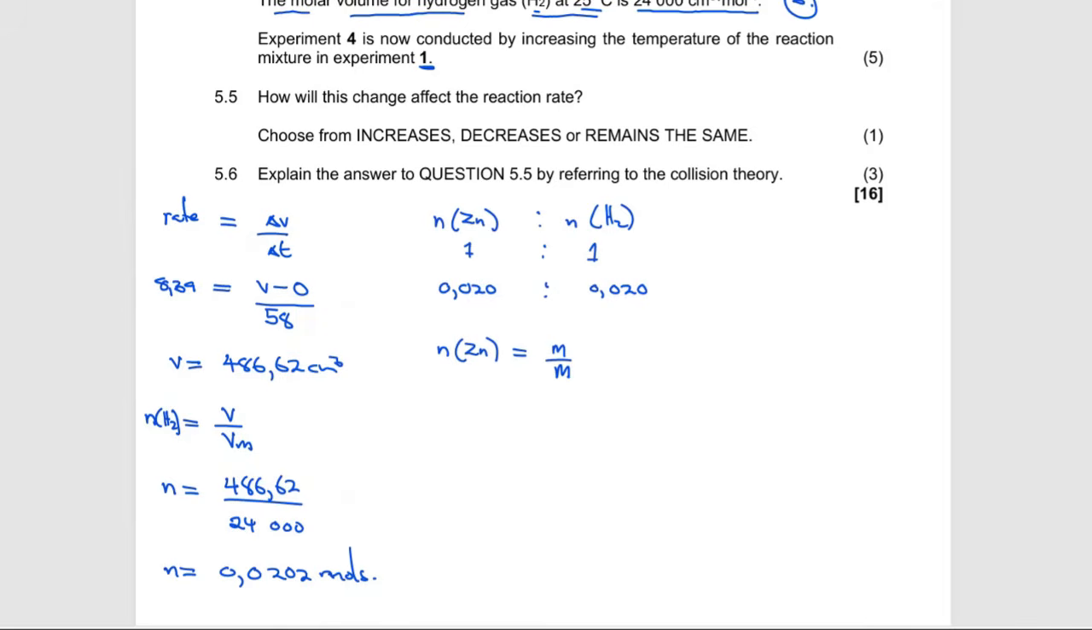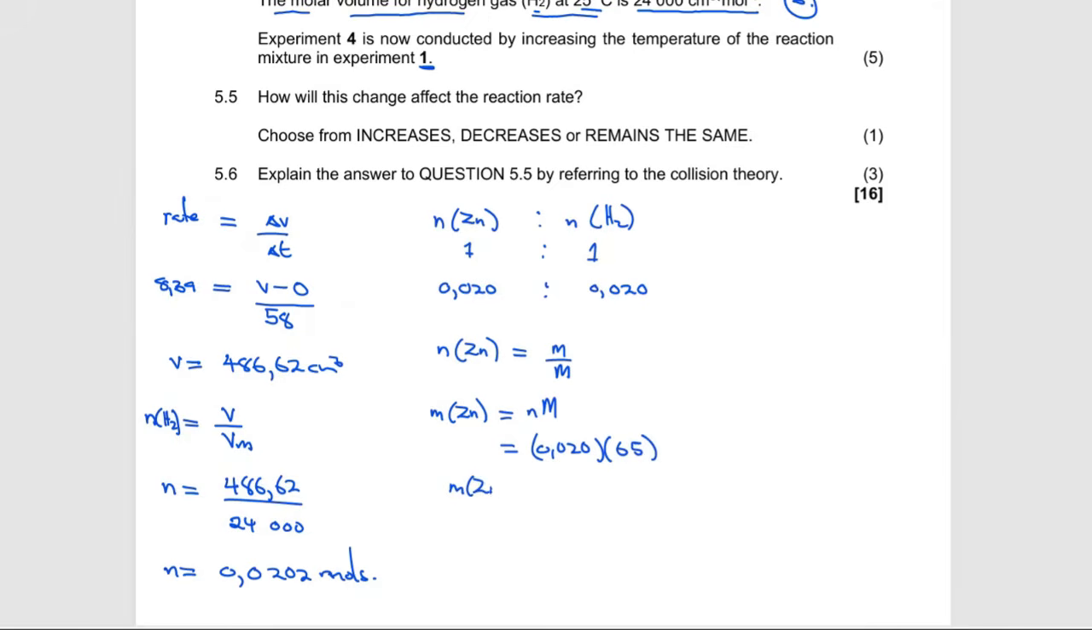Then if I'm to make the mass the subject of the formula, the mass of zinc is going to be n times M. Now I can substitute the n there, which is 0.020, multiplied by the molar mass of zinc. If you look at our periodic table, you're going to get a value of 65. Then let's multiply there to get our m.